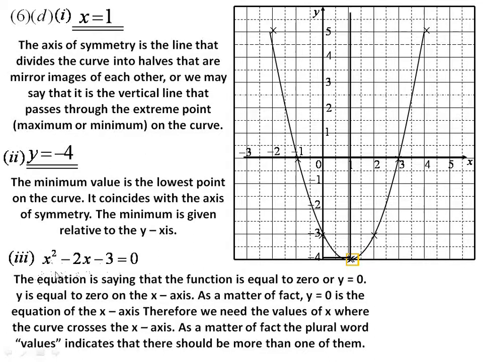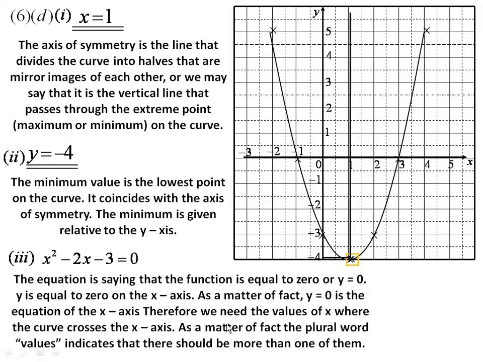we have somehow encrypted the statement that y is equal to 0. Y is equal to 0 on the x-axis. As a matter of fact, y is equal to 0 is the equation of the x-axis. Therefore, we need the values of x where the curve crosses the x-axis. Y is equal to 0 on the x-axis. Y is equal to 0 is the equation of the x-axis. So we need the points where the curve crosses the x-axis.